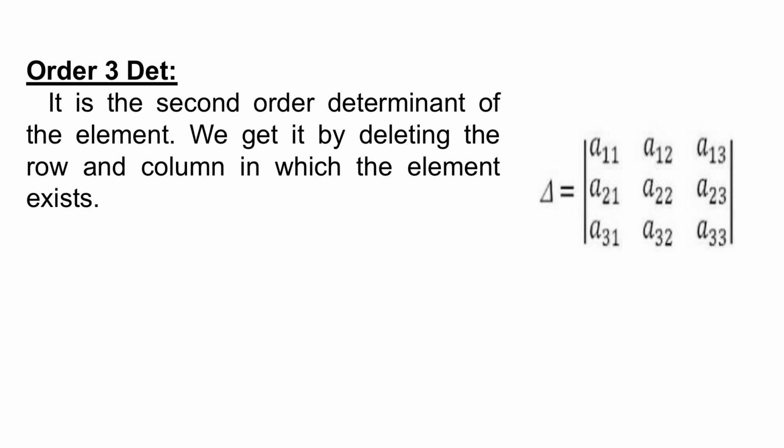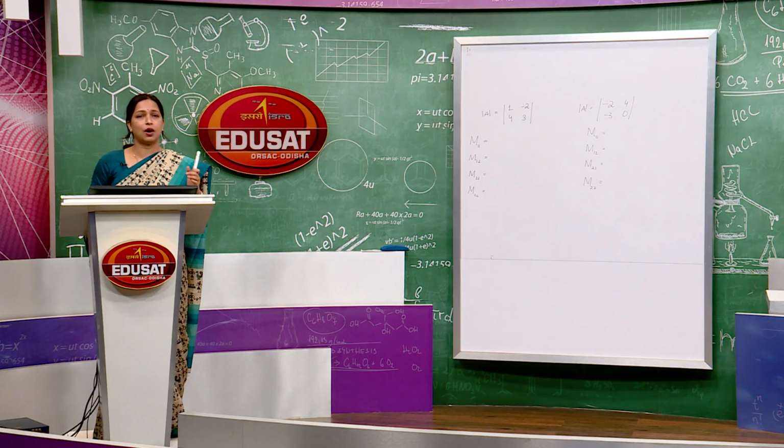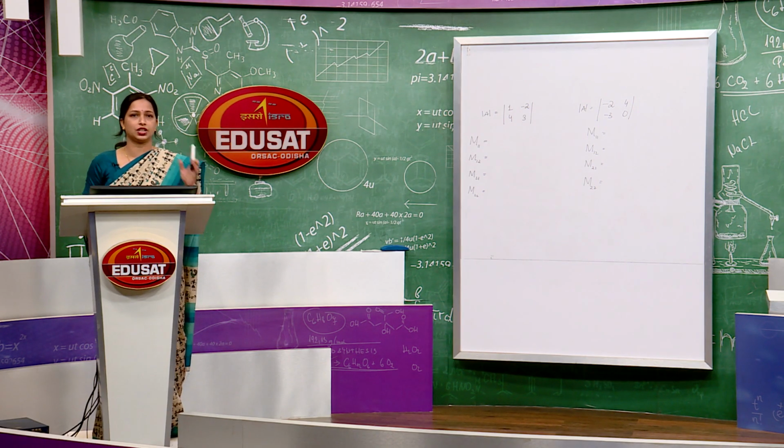Now, for an order 3 determinant, the minor of an element is the second order determinant we get after deleting the row and column in which it exists. Here we have to convert this third order determinant to a second order determinant for the element that we are taking into consideration. On the right hand side of the screen you can see a third order determinant picture, where the elements are numbered by position. As we already know, A12 means row 1 column 2, A32 means row 3 column 2, right. Now, let us see how to find the minors of each element.